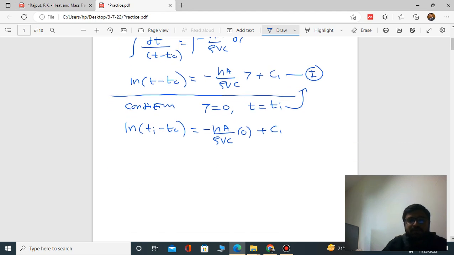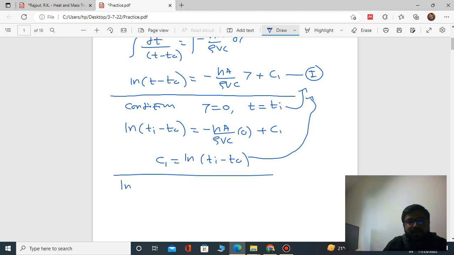So what will be the value of C1? C1 will be equal to ln(Ti minus Ta). Let us put this value in equation 1. So equation 1 becomes ln(T minus Ta) is equal to minus hA over rho V c tau plus ln(Ti minus Ta).